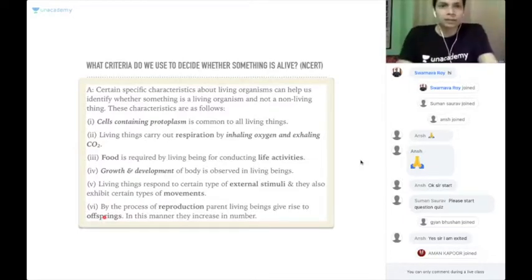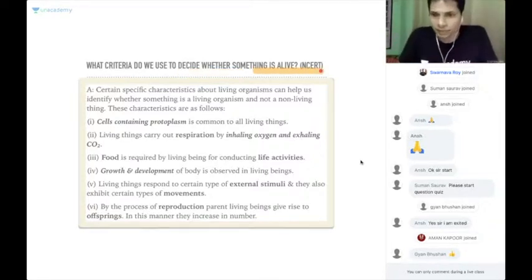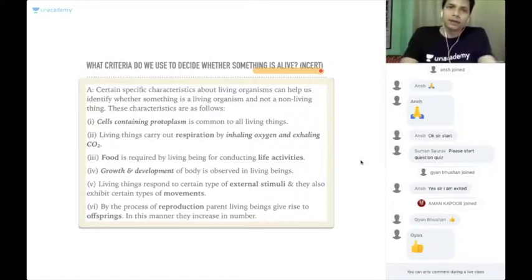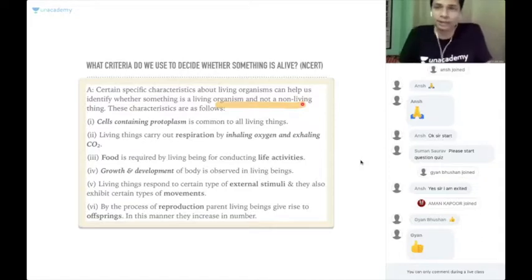So the first question is: what criteria do we use to decide whether something is alive? How can we say something is alive? Certain specific characters of living organisms can help us identify whether something is living or non-living. So what are the most important things which let us know that something is living?